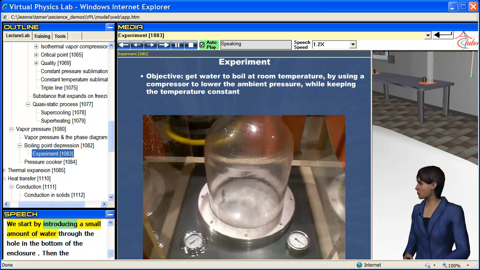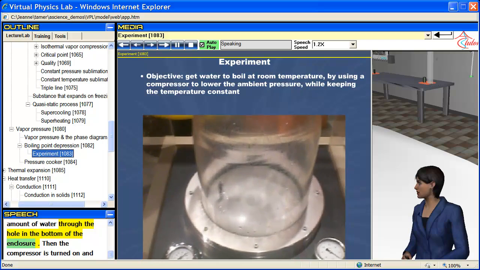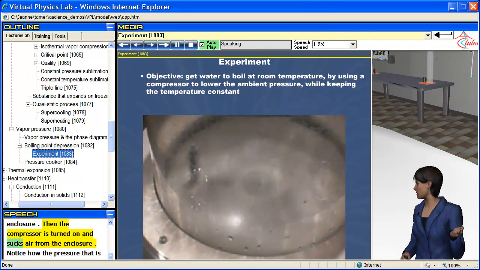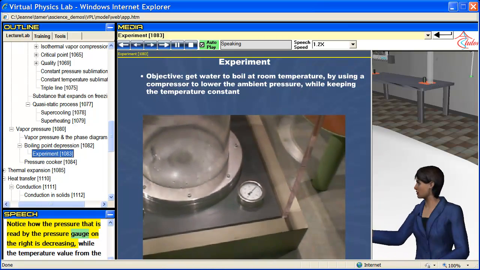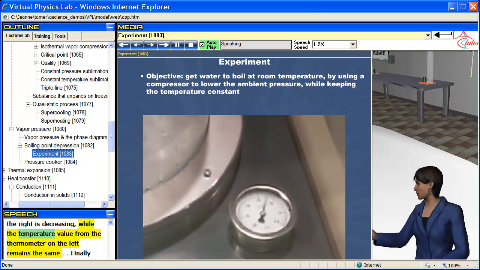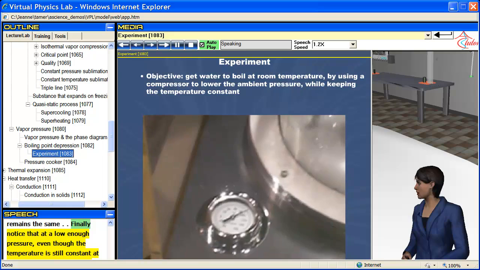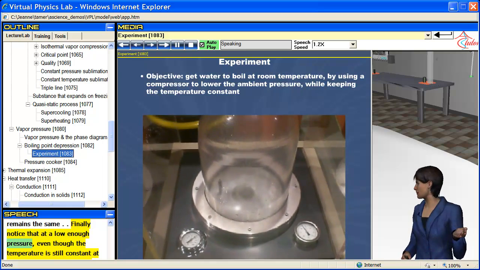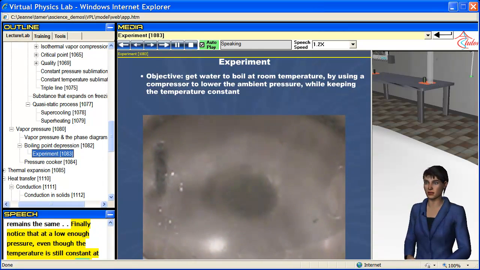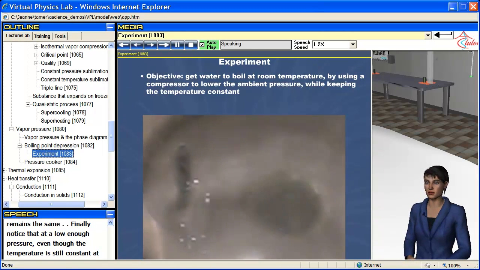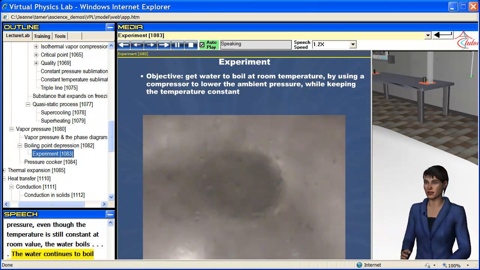We start by introducing a small amount of water through the hole in the bottom of the enclosure. Then the compressor is turned on and sucks air from the enclosure. Notice how the pressure that is read by the pressure gauge on the right is decreasing, while the temperature value from the thermometer on the left remains the same. Finally, notice that at a low enough pressure, even though the temperature is still constant at room value, the water boils. The water continues to boil until it all turns to vapor and disappears.